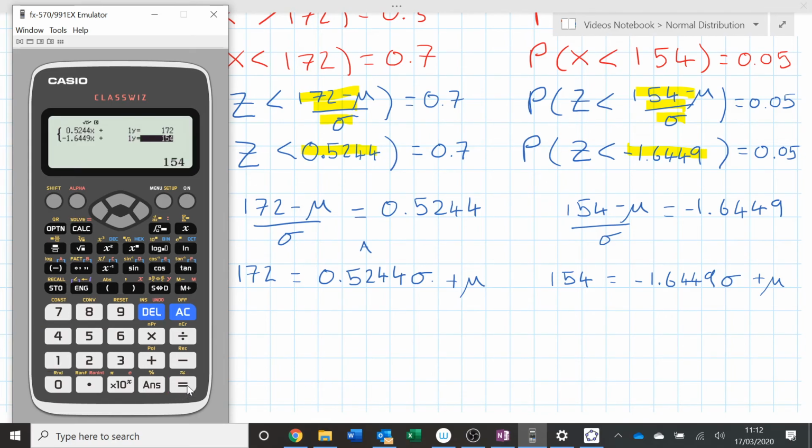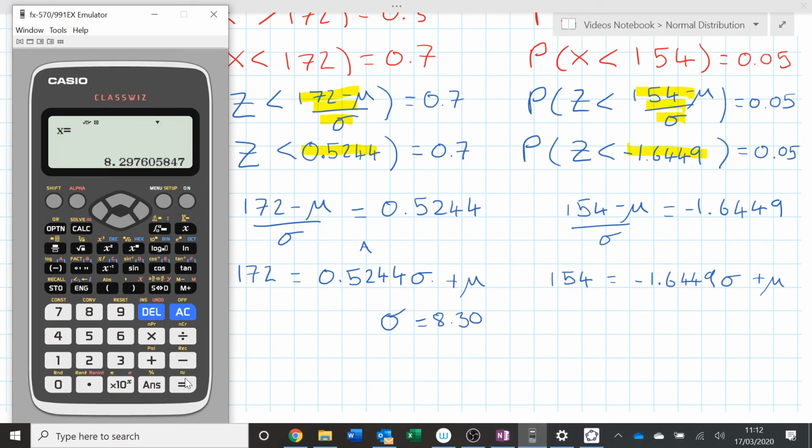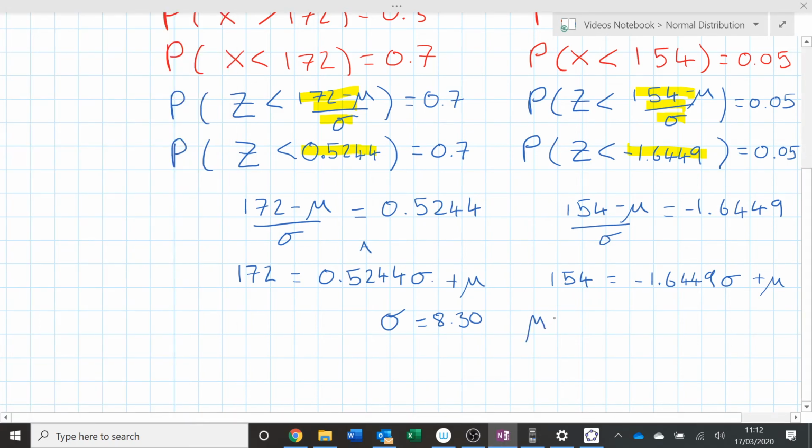And then I press equals, and it gives me my x value, which is going to be my sigma, 8.30. So write that down. Sigma is 8.30. And back to my calculator, my mu is 167.6. Mu is equal to 167.6. And that is my mu and sigma.